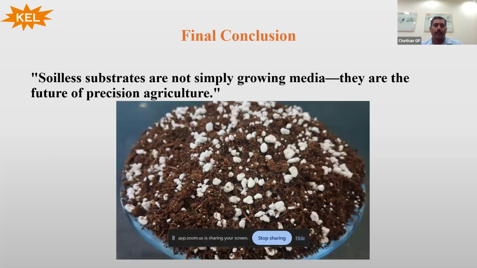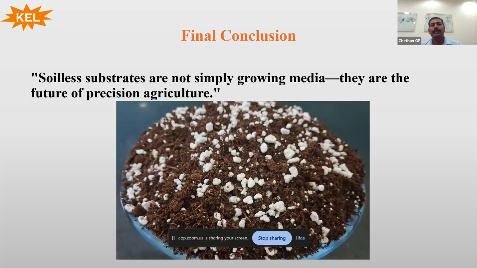The soilless future. Future farmers will not simply be cultivating soil. Future farmers will manage the root zone with precision. By creating scientifically designed substrate, we provide plants with optimal conditions for growth while conserving water, reducing fertilizer losses, minimizing diseases, and improving productivity.